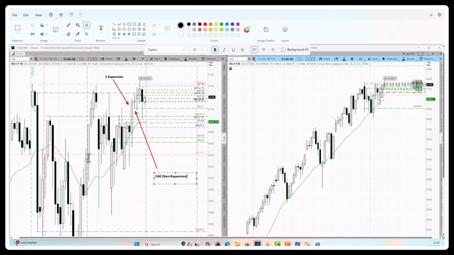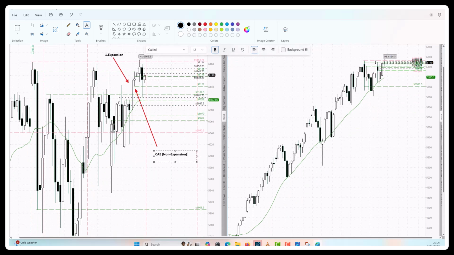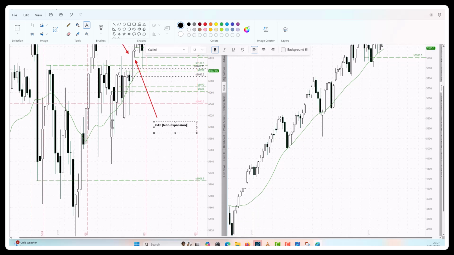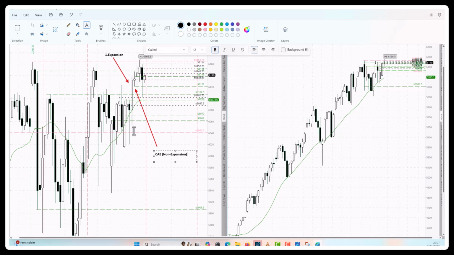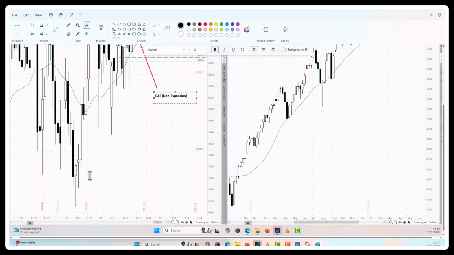So look at this chart right here. We see in most cases, after the expansion, it has a non-expansion move. Right here you see an expansion, and the next candle is a non-expansion move. So we have to watch for that. It's very typical for price action to do that.